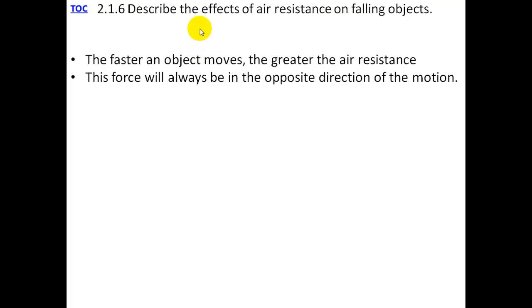Describe the effects of air resistance on falling objects. Basically, the faster the object moves, the greater the air resistance. And the force of air resistance will always be in the opposite direction to the motion. When somebody jumps out of an airplane, initially, when t is equal to 0, the acceleration is 10 meters per second squared, because there's only one force, the force of gravity pulling downwards. And as time passes, the resistive force, the air resistance, will increase.